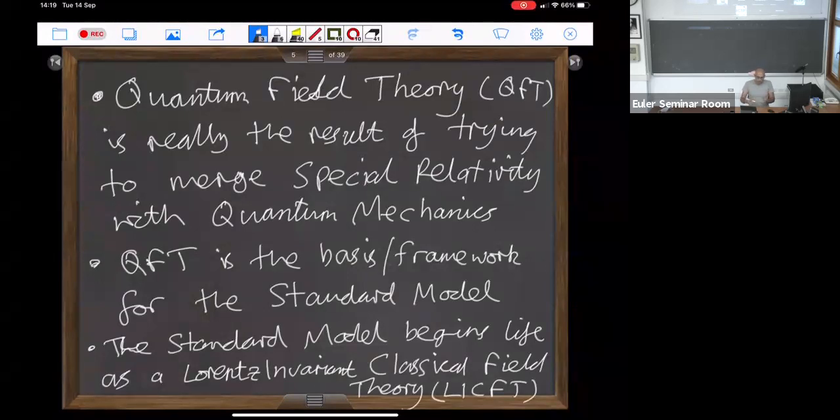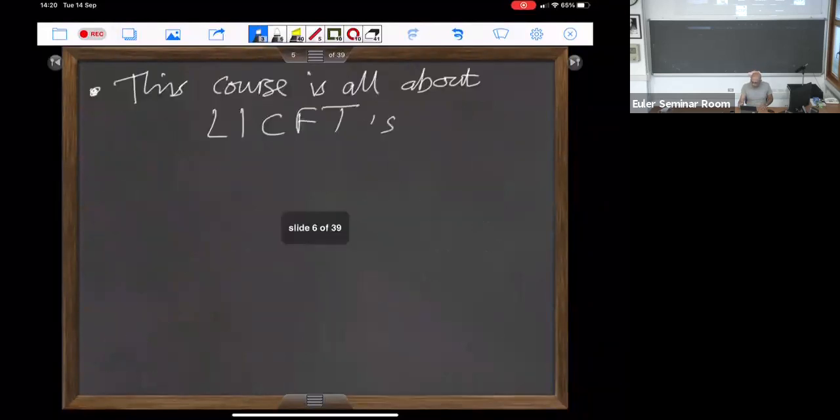And actually, you don't just apply quantum field theory to the standard model, but it can be applied to many physical systems, different condensed matter systems, for example. And at the beginning of its life, when you learn what the standard model is, the thing that you write down to begin with is a Lorentz invariant classical field theory, which is the kind of thing we're going to be focused on in this course. And so this course is all about Lorentz invariant classical field theories.